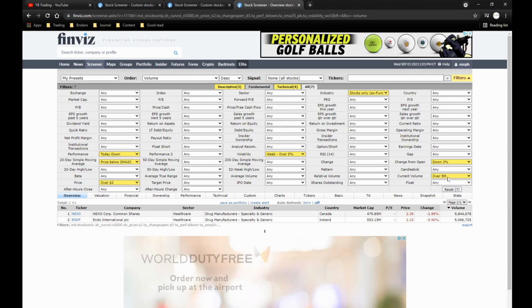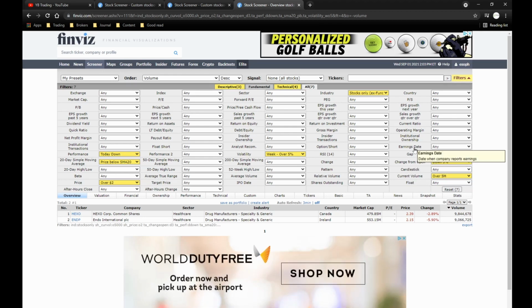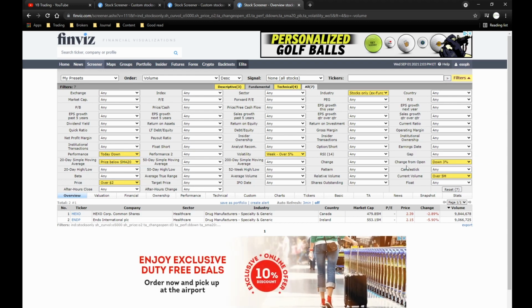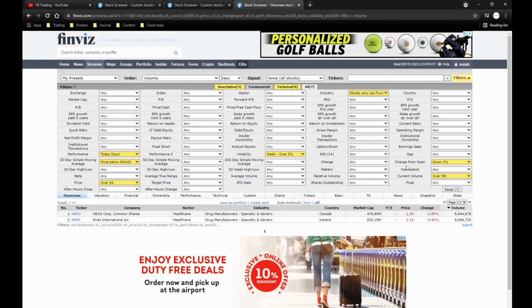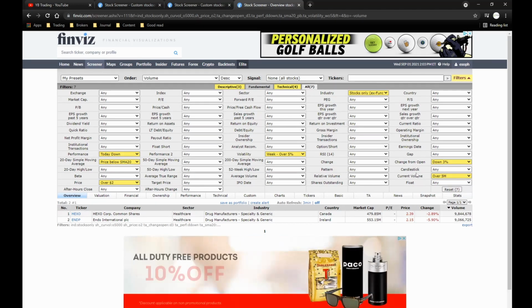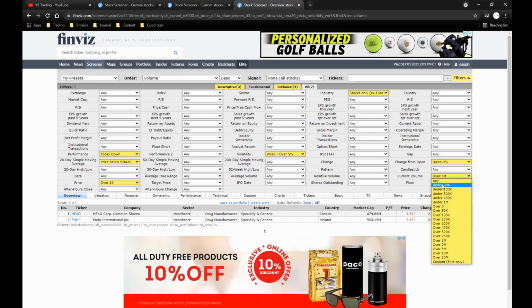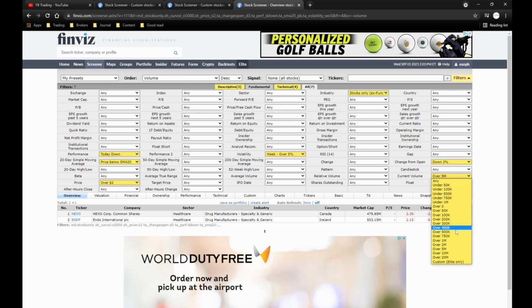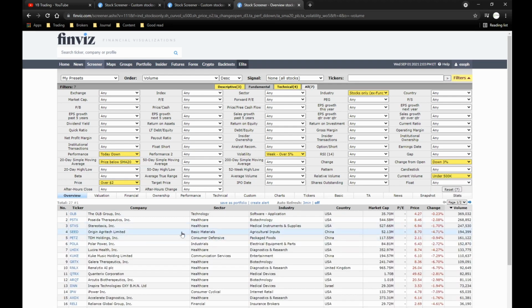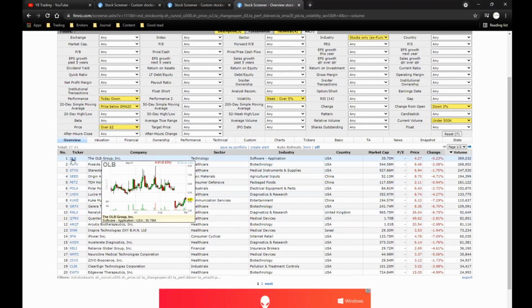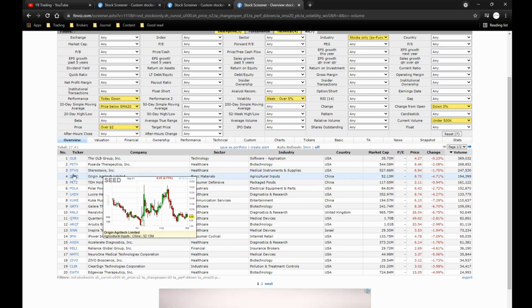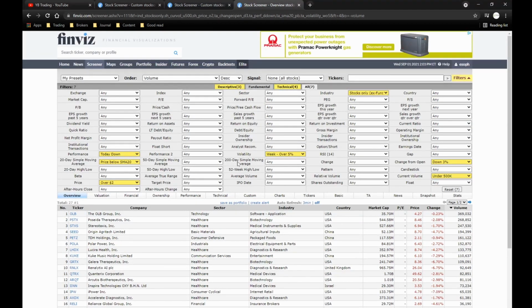Now it depends also when you're searching for these, guys. If you are searching after the open, for example, let's say you are searching at 10 o'clock, 10 a.m. EST, that 5 million is not going to find anything, guys, right? So you want to keep it maybe under 1k, under 500k, something like that. As you can see, there's more things coming up. It's really important to understand when you're searching for those stocks, right?